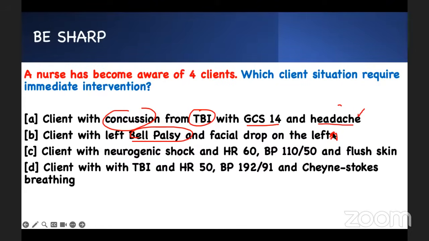You have neurogenic shock. Neurogenic shock. Look at the word. Sometimes prioritization is definition. They just take the word and rewrite it and see if you understand it. Neurogenic shock. What do I expect in neurogenic shock? No sympathetic tone. Therefore, your parasympathetic takes over.